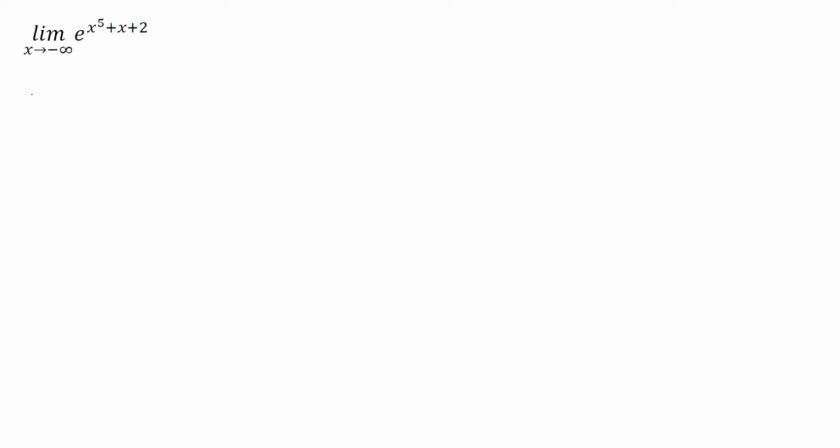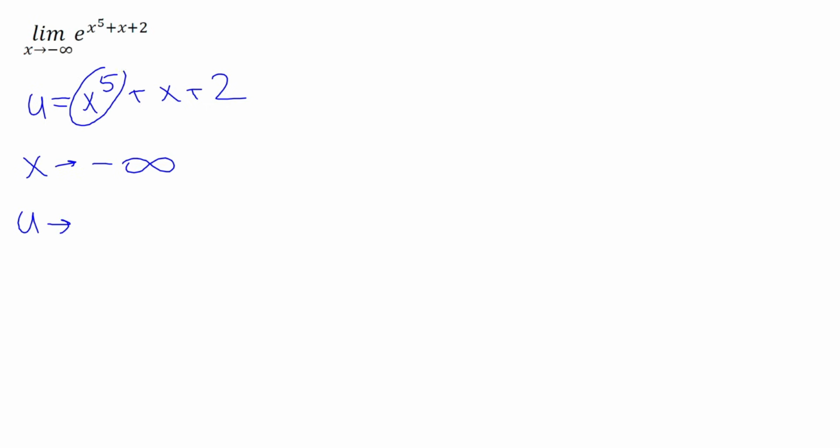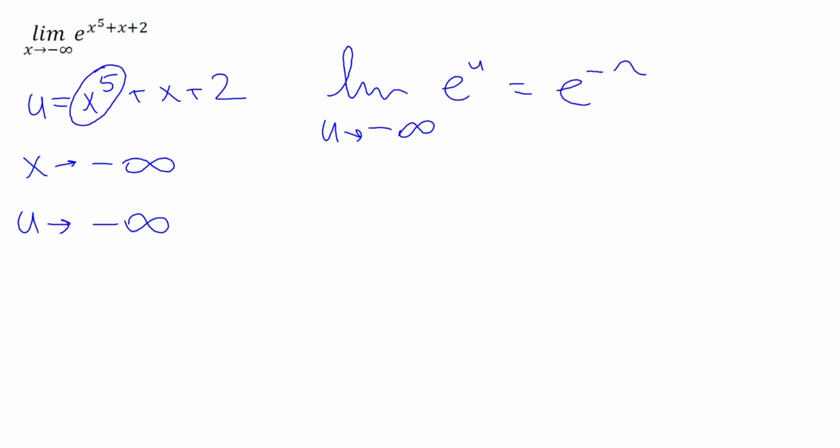Here we'll do u equals x to the 5th plus x plus 2. As x goes to negative infinity, u is going towards negative infinity to the 5th, because that 5th power is the one that dominates. So negative infinity to the 5th power is still negative infinity. So we end up with a limit as u approaches negative infinity of e to the u, which is e to the negative infinity, which is just 0.